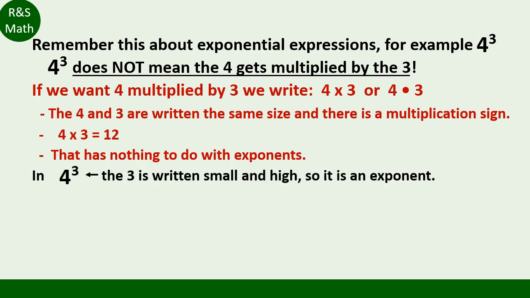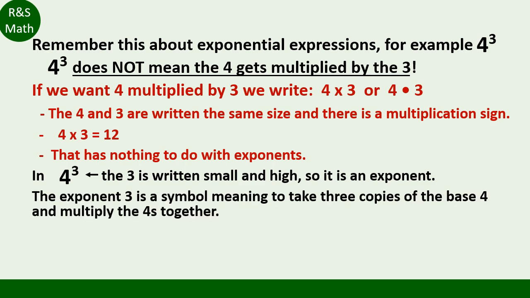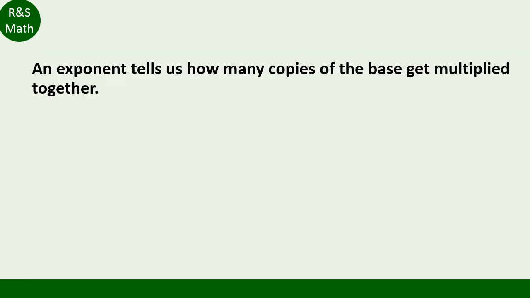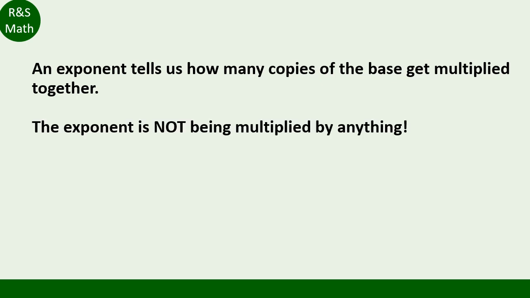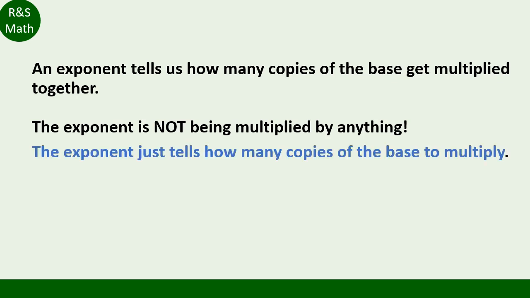In 4 to the power 3, the 3 is written small and high, so it is an exponent. The exponent 3 is a symbol, meaning to take 3 copies of the base 4 and multiply the 4's together. 4 to the power 3 equals 4 times 4 times 4. The first 4 times 4 is 16, multiply by the third 4, and we get 64. An exponent tells us how many copies of the base get multiplied together. The exponent is not being multiplied by anything. The exponent just tells us how many copies of the base to multiply.